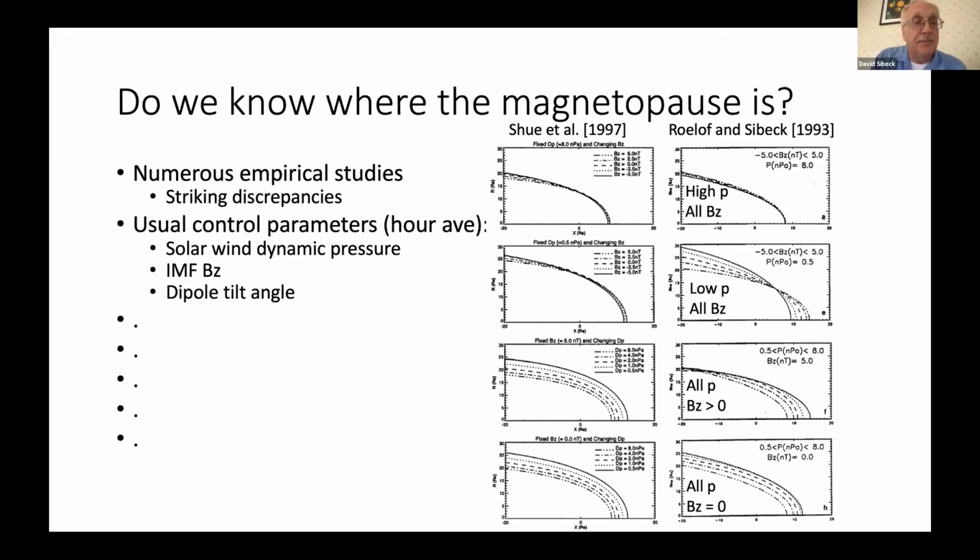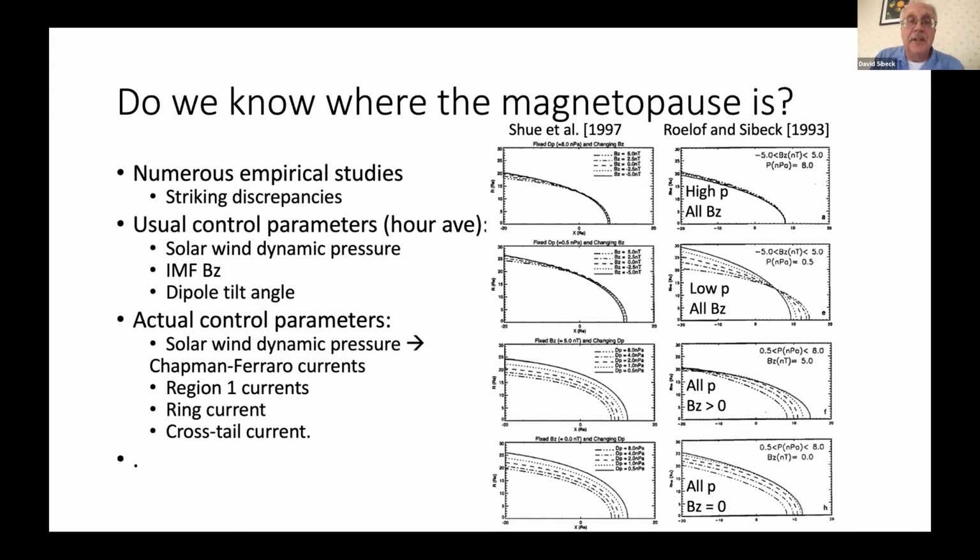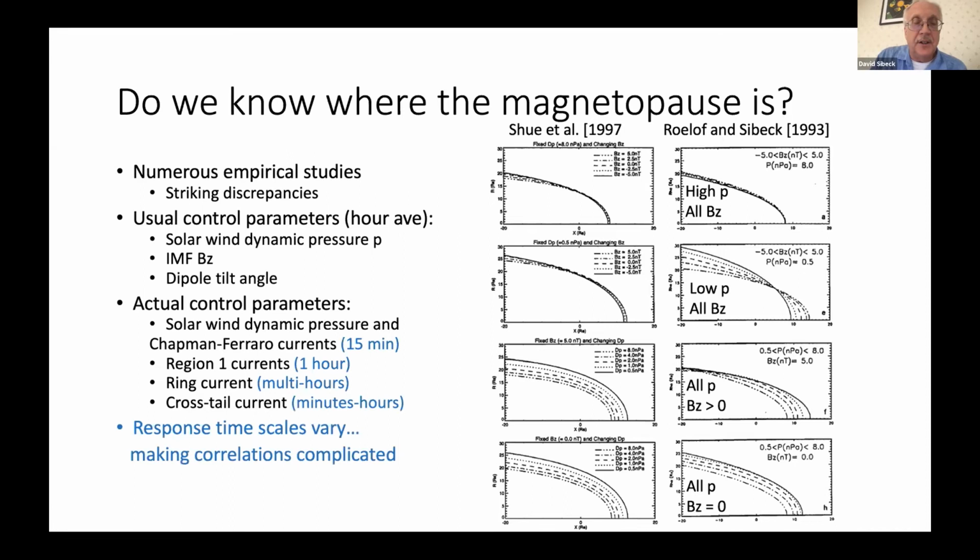wind dynamic pressure, IMF-Bz, and sometimes dipole tilt angle. But since the magnetopause lies at rest where magnetosheath and magnetospheric pressures balance, and magnetospheric pressures are mostly magnetic, and magnetic pressures are due to magnetic fields, and magnetic fields are due to currents, it might be better if we were looking at magnetopause locations as a function of the Chapman-Ferraro current strength, or the region 1, or the ring current, or the cross-tail current. And all of those have different response times to solar wind variations, ranging from minutes to hours.